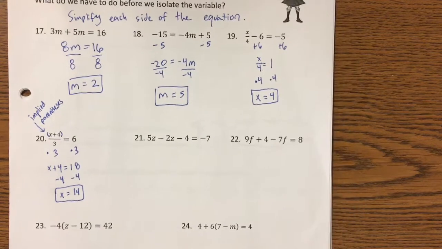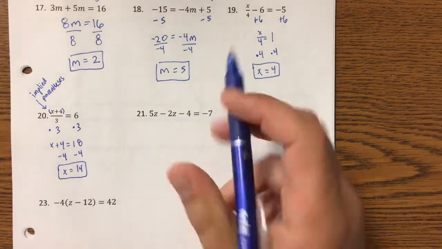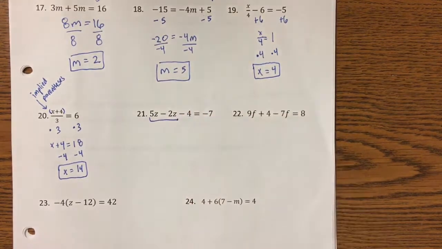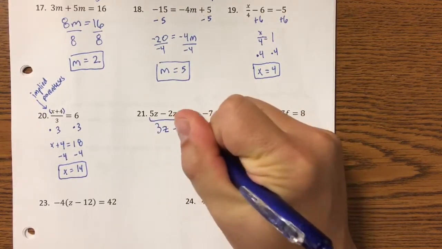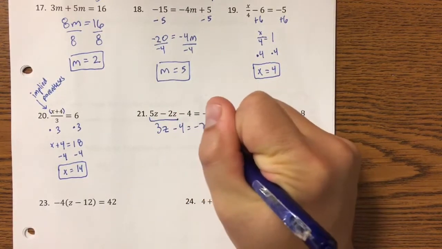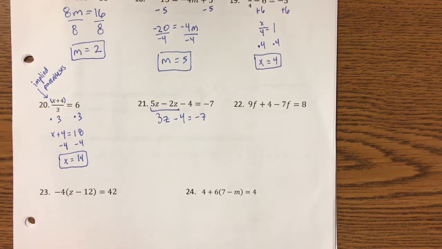All right, number 21. It looks like we have some like terms here, so we can do some simplifying to sort of rewrite this. What is 5z minus 2z? 3z minus 4 equals negative 7. And now that I've simplified both sides of the equation, I have a 2-step equation I can solve. So I just go through my normal 2-step solving process.